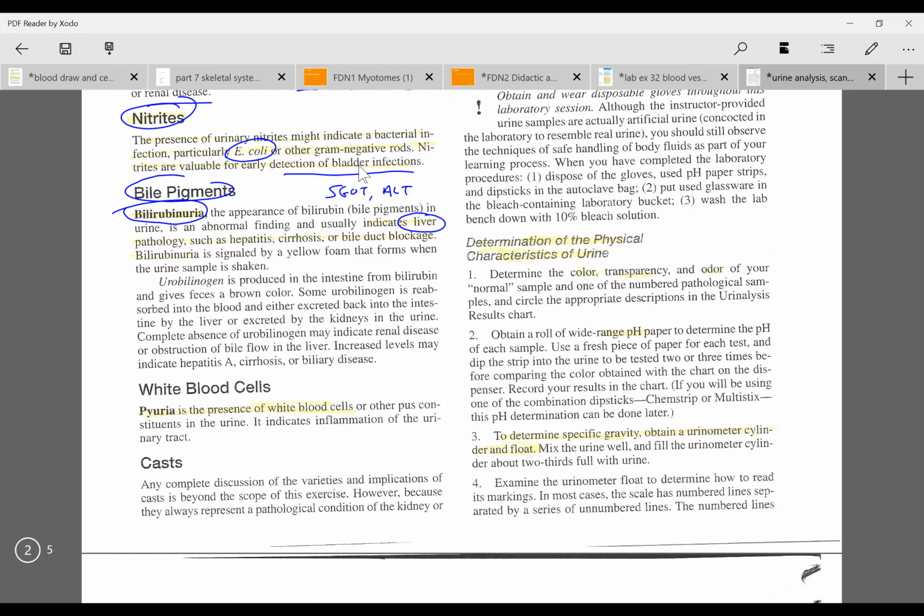Those liver enzymes should remain in the liver. If they leak out into the bloodstream, you'll pick up on that on a lab, and it is basically an indicator that there's also something going on with the liver.